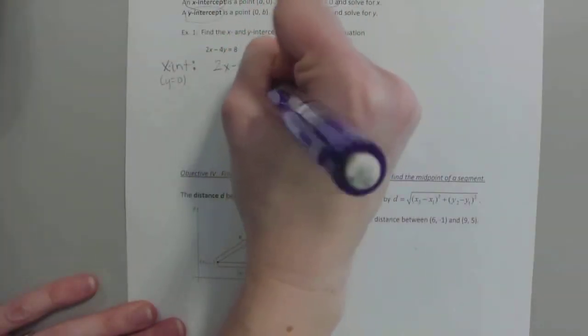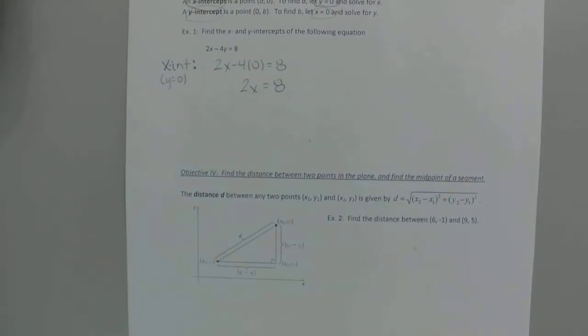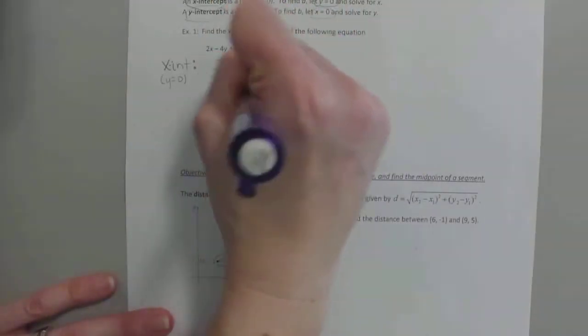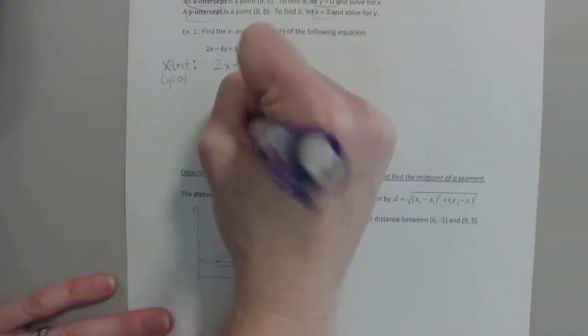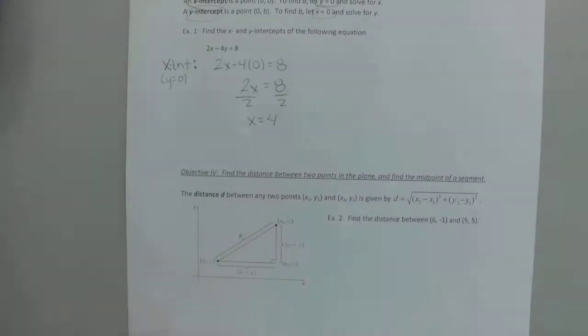So now we're just left with x to solve. And doesn't that look like the equations we just got done solving? Okay? So since that's multiplication, how do you undo multiplication? Divide. So our x value is 4.